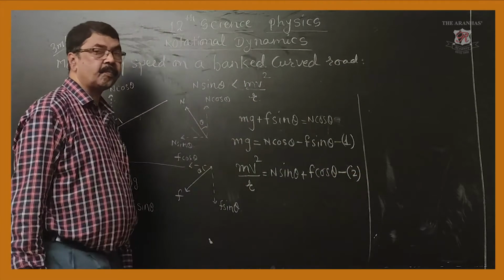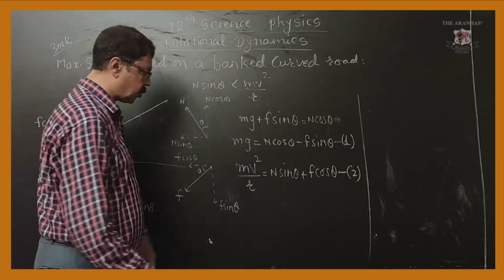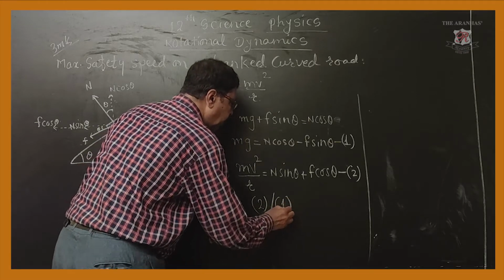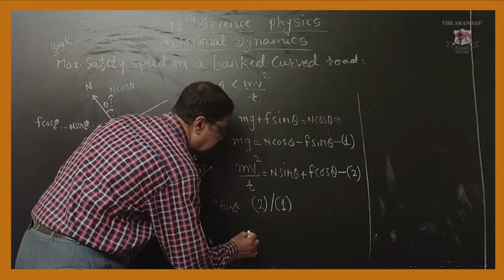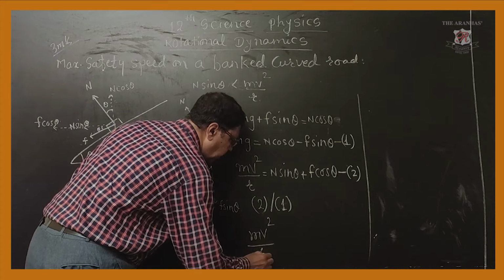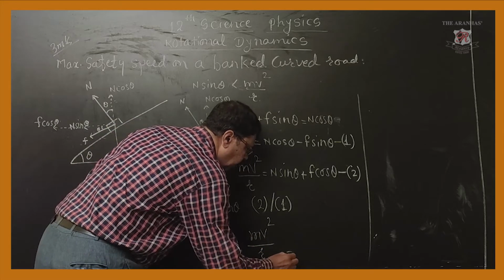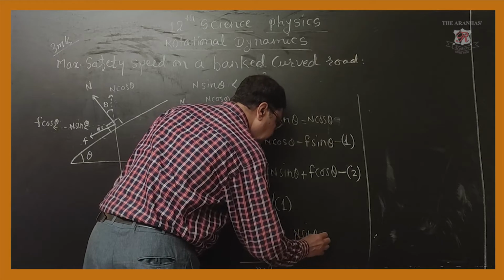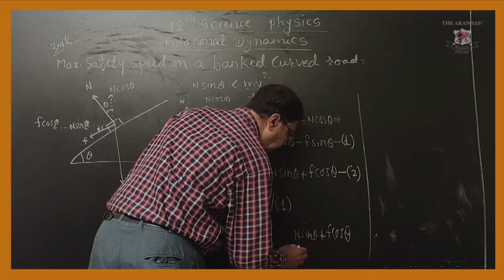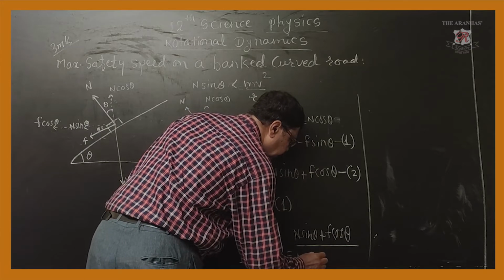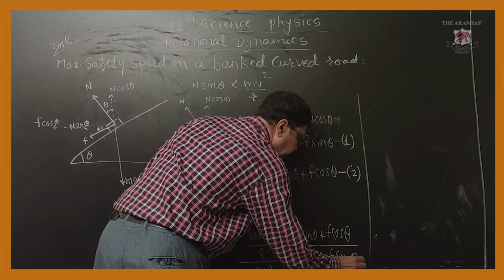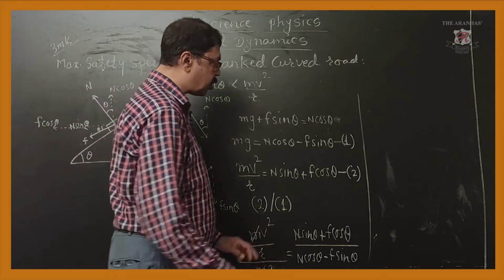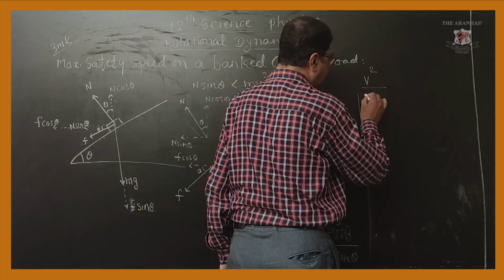Recall the previous derivation. What did we do? We divided the second equation by the first one. In short, equation number 2 divided by equation number 1 means what? Divide left hand side by left hand side: mv square upon r upon mg equals, divide right hand side by right hand side, N sin theta plus f cos theta upon N cos theta minus f sin theta. What all things cancel? Here m will cancel. So what will be the next step? V square upon rg equals.